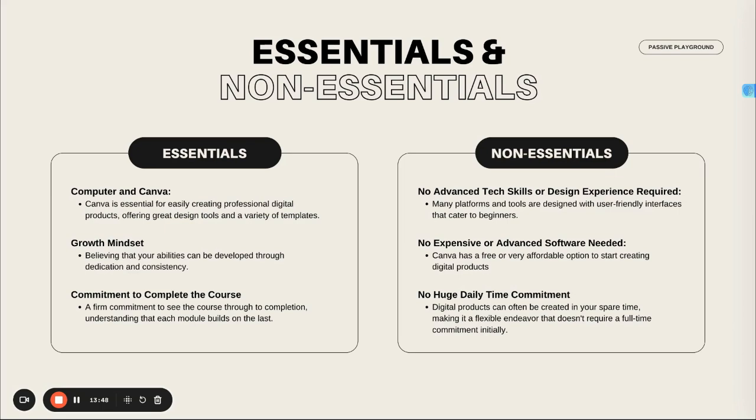So these are the essentials to be successful with this course. You need a growth mindset, believing that your abilities can be developed through dedication and consistency. Right now you may be starting from scratch, from zero. You don't know a lot, and that is okay. But you need to know that you can develop these skills, and you're in the perfect course to develop these skills. And then a commitment to complete the course.